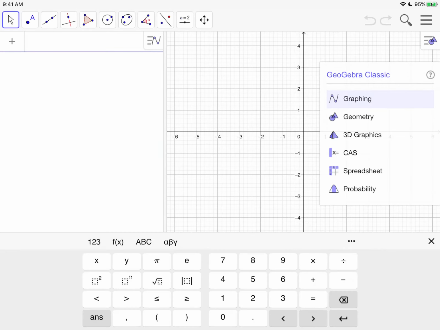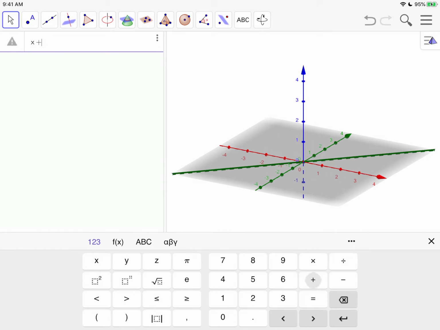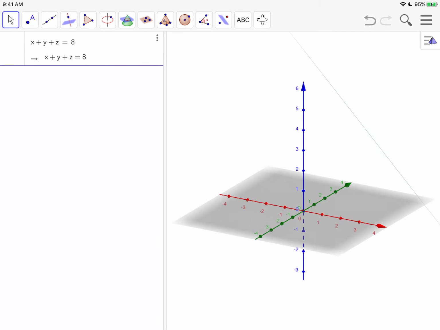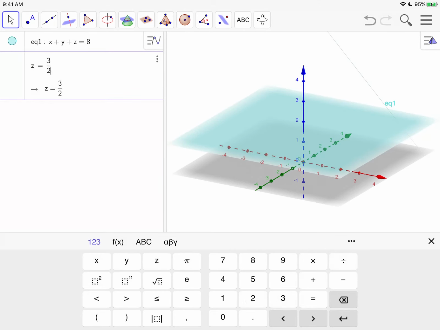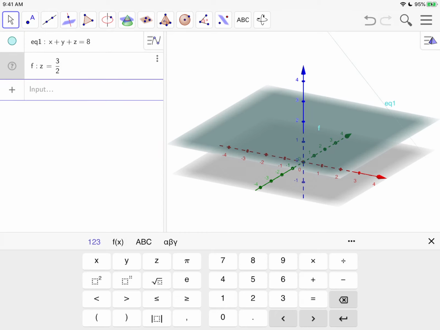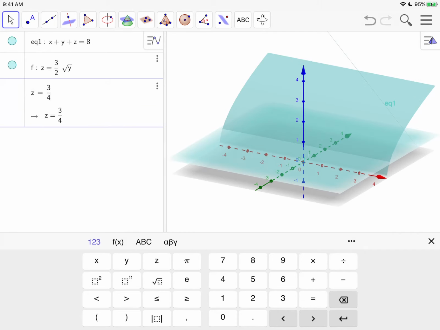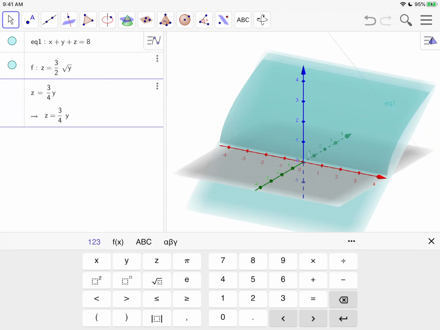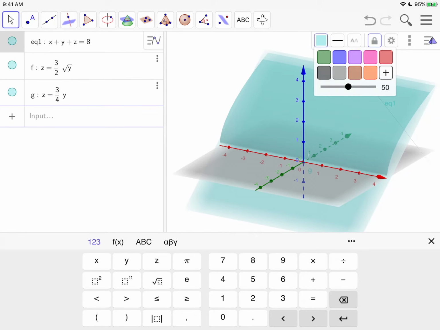Oh no, it deleted it. All right, let's put this in real fast. So I have x plus y plus z equals 8, and z equals 3/2 square root of y, and z equals 3/4 y. Okay, and of course they're all the same color. Let's change this one at least.